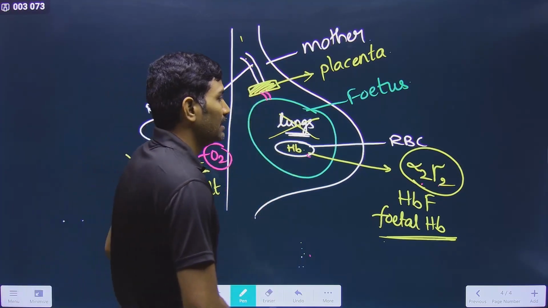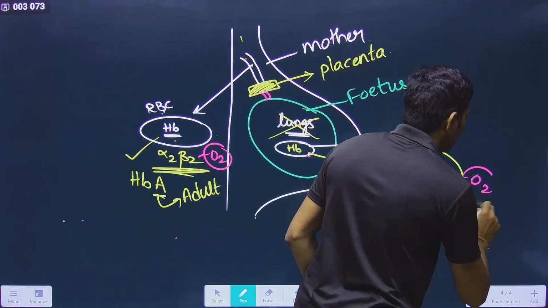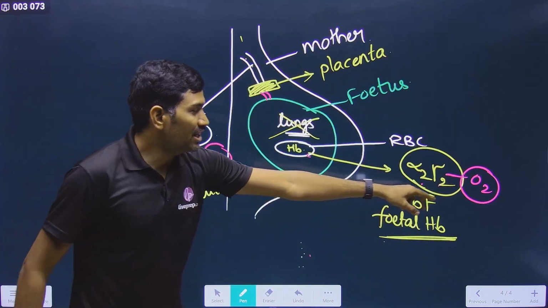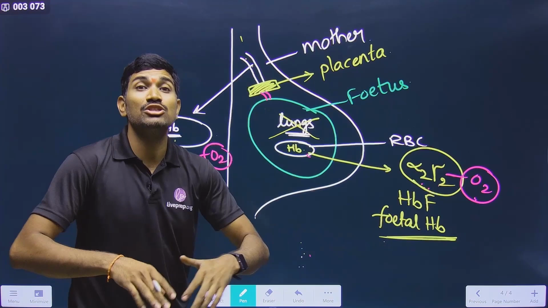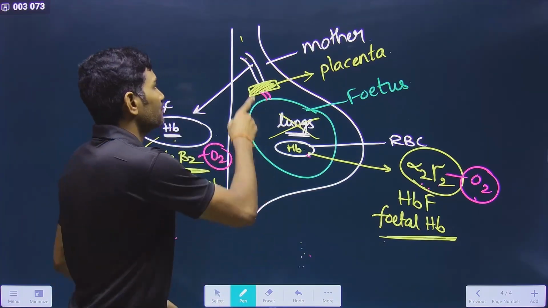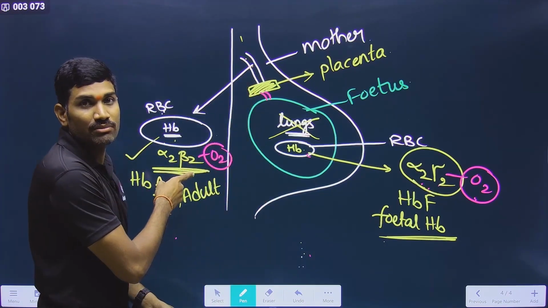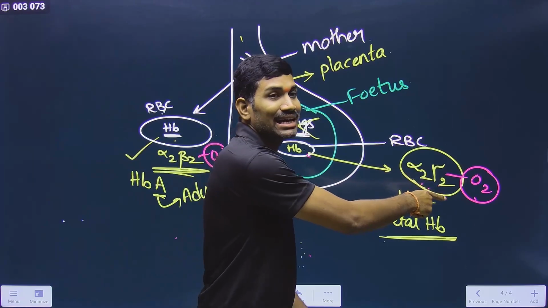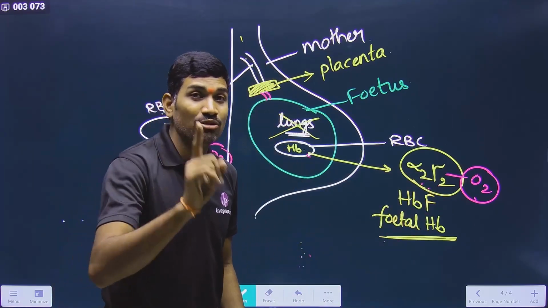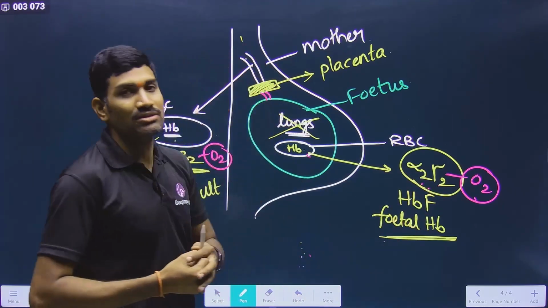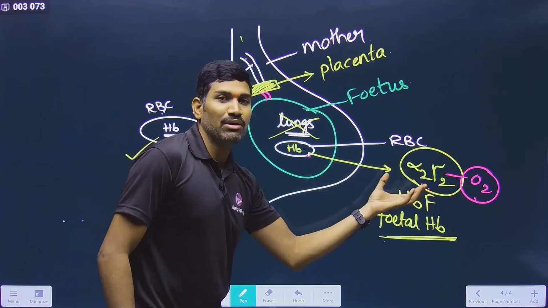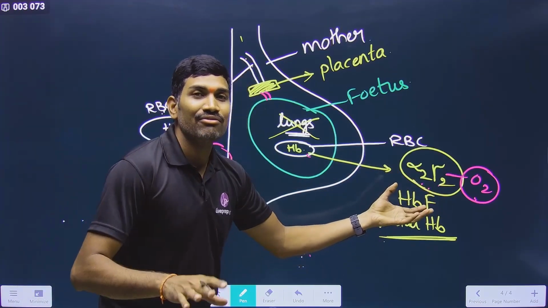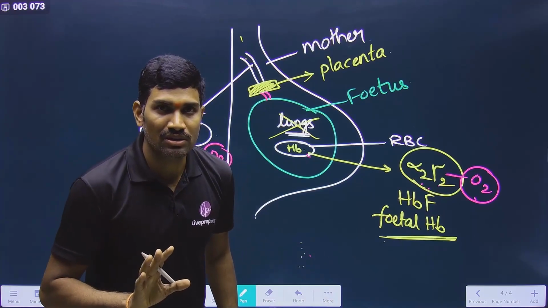That means here the affinity, the binding capacity of oxygen to bind with fetal hemoglobin is more. That means it can easily dissociate from adult hemoglobin and it will readily bind with fetal hemoglobin. Then only the fetus can get oxygen from the mother, or else it cannot get. That's why a different type of hemoglobin is present in the fetal RBC. I hope now you understood the logic here.